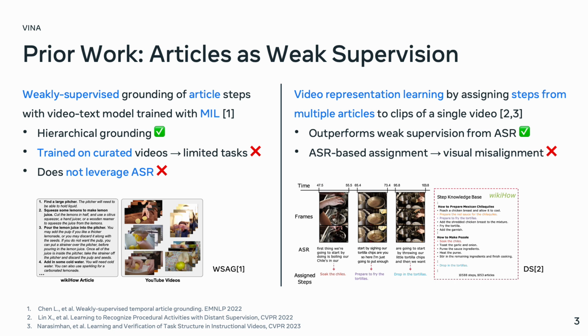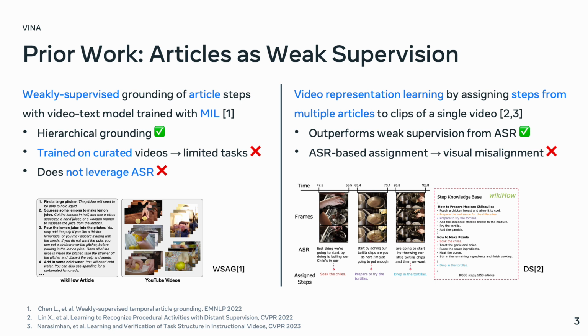In particular, Chen et al. recently collected a curated dataset of videos with known task label and then trained the step grounding model using video instructional article pairs as weak supervision. However, carefully selecting videos limits the number of tasks, and the proposed approach does not leverage the rich information from the narrations of instructional videos.